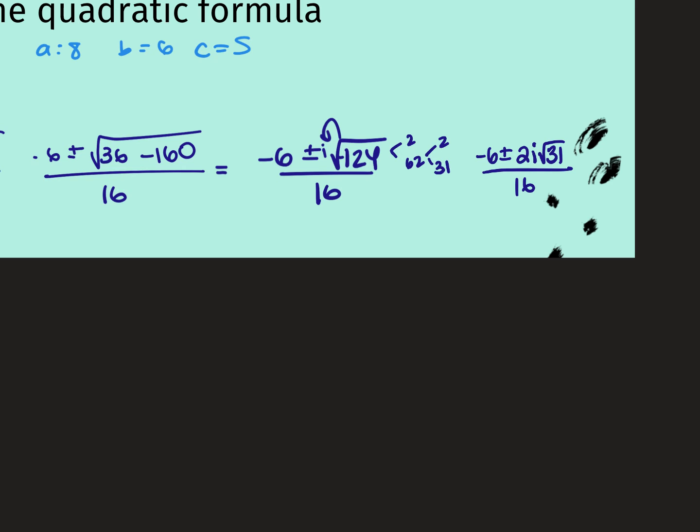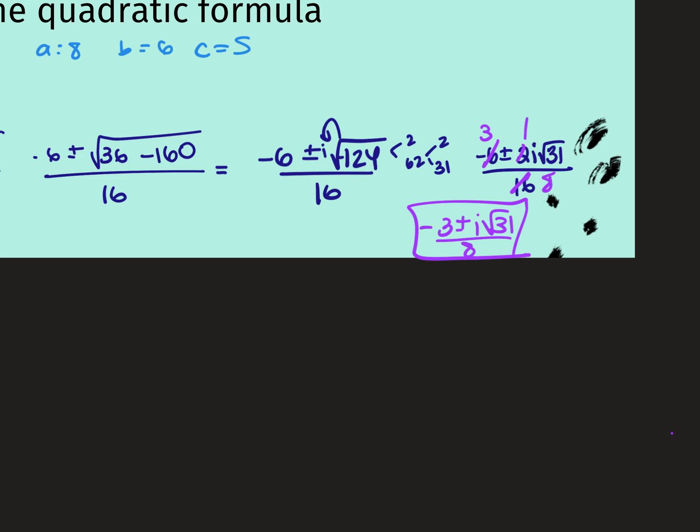And then those are all divisible by 2. 8, 3, 1. So negative 3 plus and minus i root 31 all over 8. And you don't have to separate it. You could leave it together. Questions?